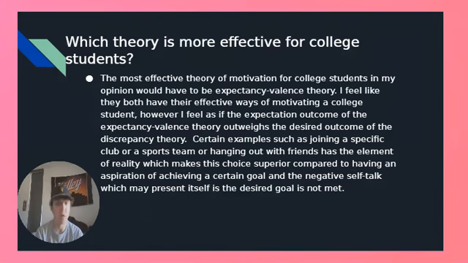My next slide is which theory is more effective for college students. This may vary depending on who you are, but in my opinion, the most effective theory of motivation for college students would have to be expectancy balance theory. I feel like they both have their effective ways of motivating a college student. However, I feel as if the expected outcome of expectancy balance theory outweighs the desired outcome of discrepancy theory. It's more of something which is achievable and within reach, compared to something which may just be an idea or a vision. Examples such as joining a specific club or team, or even hanging out with friends, have the element of reality, which makes this choice superior to having an aspiration or a vision of achieving a certain goal, and the negative self-talk which may present itself if the desired goal is not met.